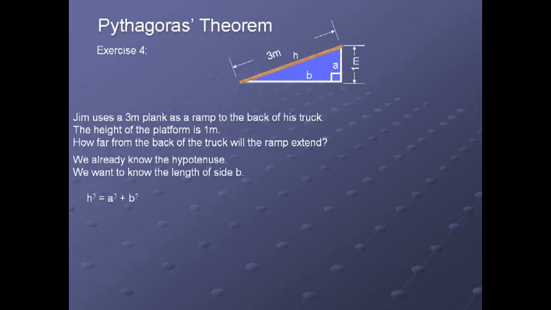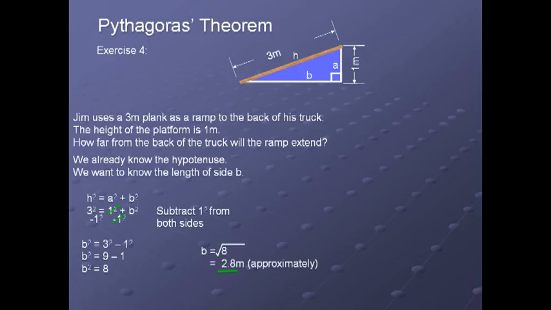H squared equals A squared plus B squared. So 3 squared equals 1 squared plus B squared. Subtract 1 squared from both sides, because we want B squared by itself. B squared equals 3 squared minus 1 squared, so B squared equals 9 minus 1, or B squared equals 8. That means B equals the square root of 8, which is 2.8 metres approximately.